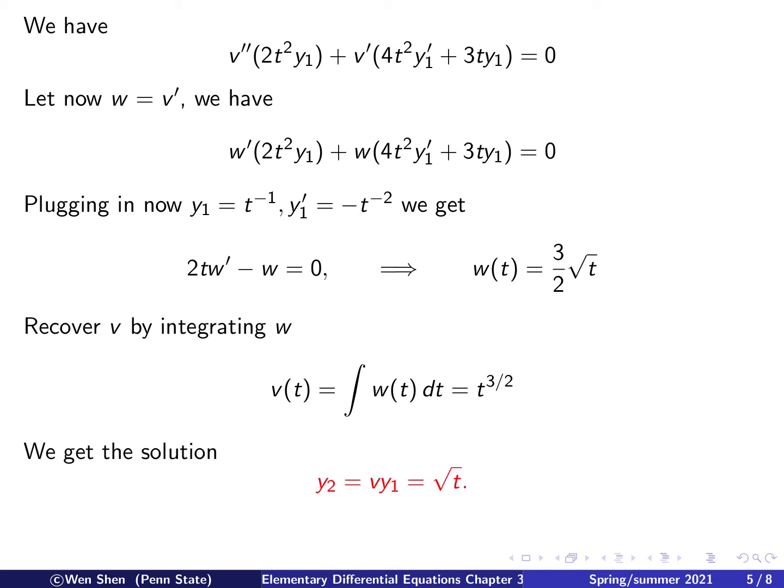Now we can put this v back in. y2 would be v times y1, and this is the v here, and y1 is t to the negative 1, which gives you t to the half, which is square root of t. So we're not surprised that we got the same function for y2.